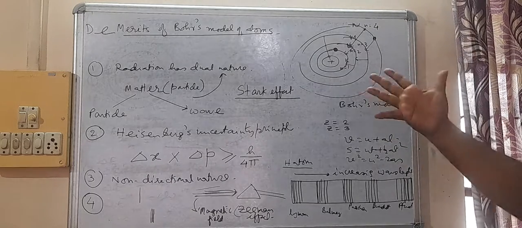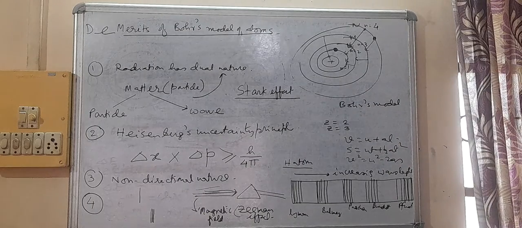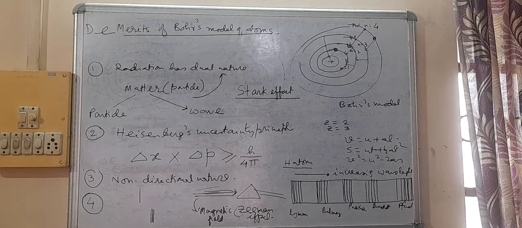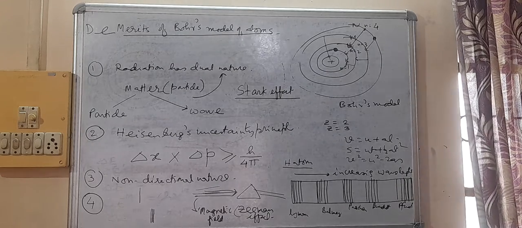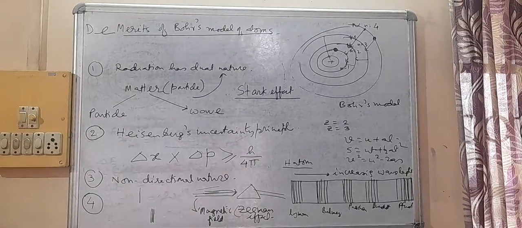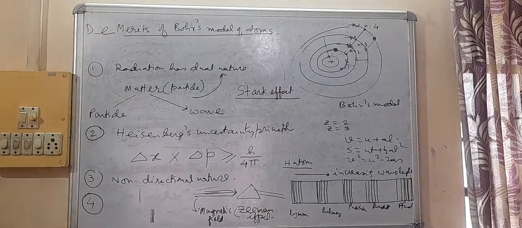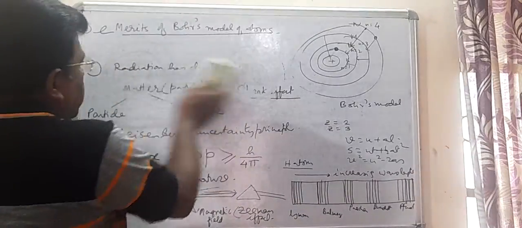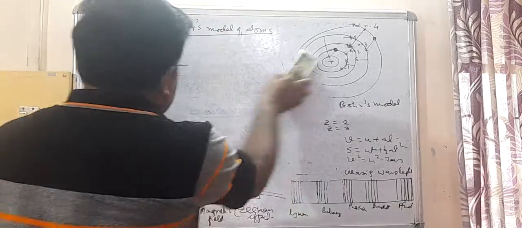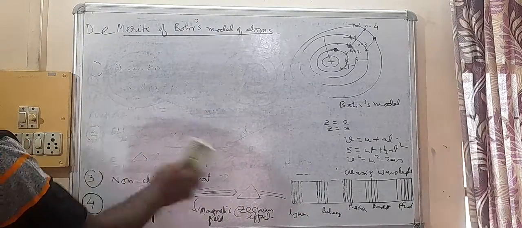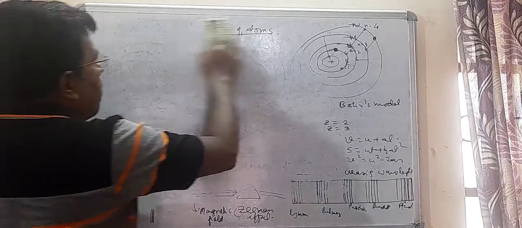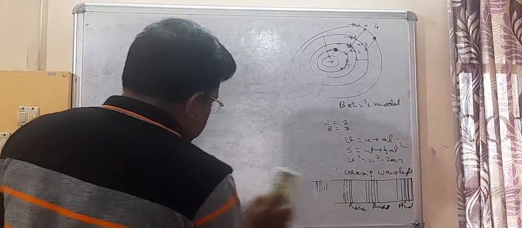So we will discuss later on another model of atom, that is the quantum mechanical model of atom, that we will be doing in another video. But before that, we should try to get an expression for the wavelength of a matter wave.